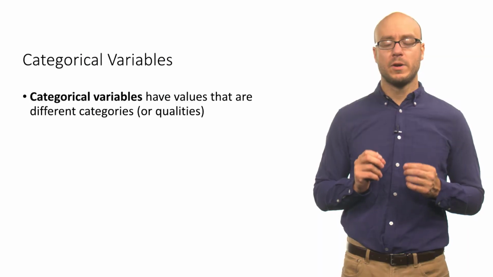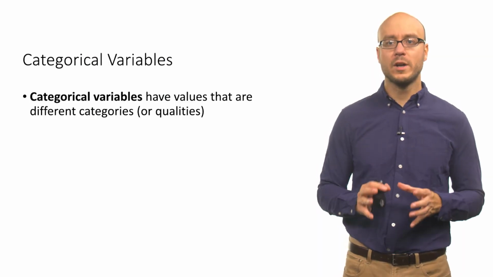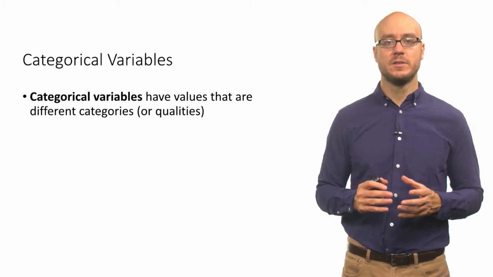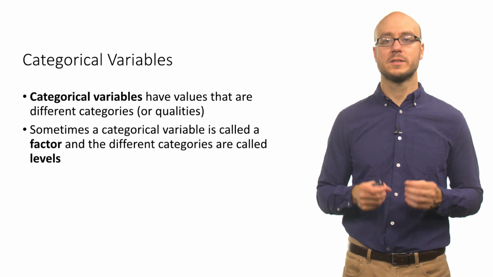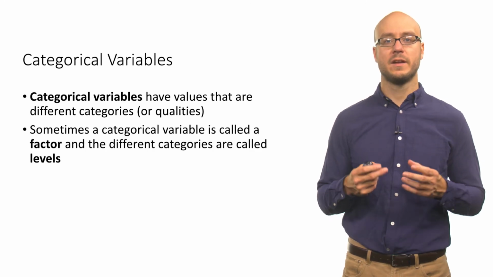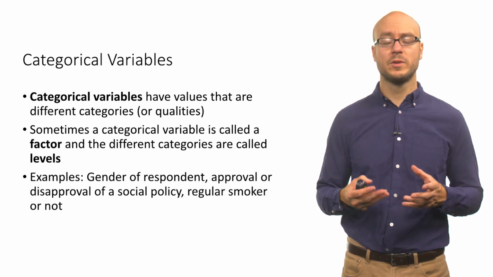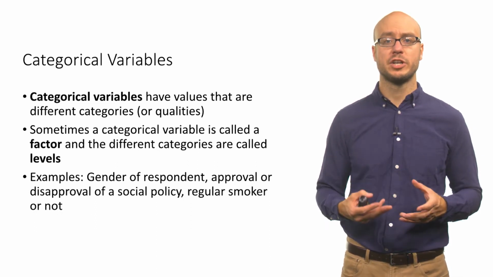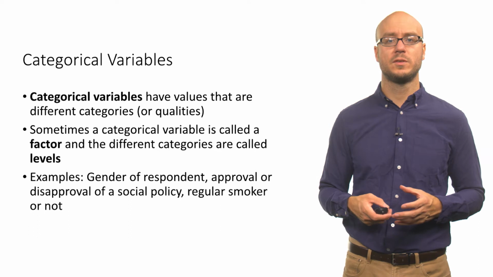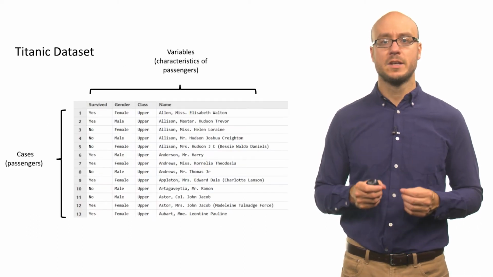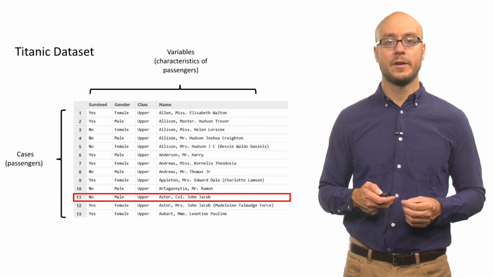Before we do that, I want to keep in mind what categorical variables really are. They are variables that have values with different categories or qualities. Sometimes they're called factors, and the different categories are called levels. So we've gone through some of these examples before, but it's like gender of respondent, approval or disapproval of a social policy, whether or not you're a regular smoker. So in our data set, all the variables are categorical.